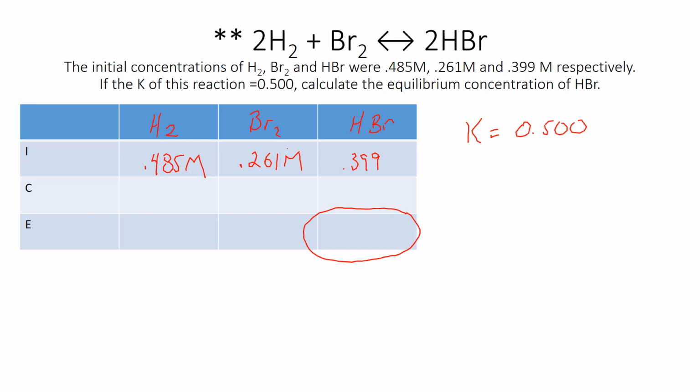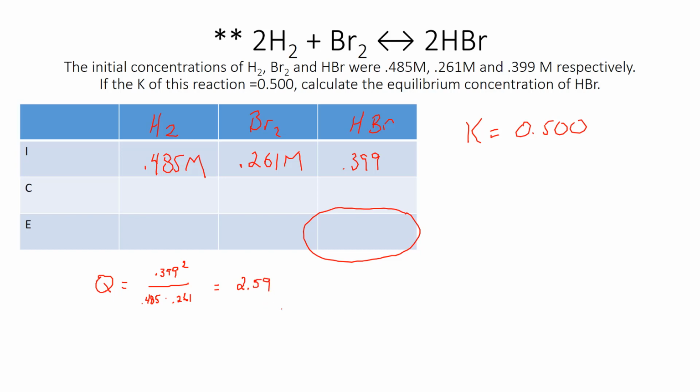So here is where we have to use Q and employ that. The first thing we're going to have to do is calculate what Q is. Q is going to be calculated the same way that KEQ would have been calculated. We're going to take our 0.399 and put it on the top here. We're going to square it. The hydrogen was 0.485. And we're going to multiply that by the 0.261 that was bromine. That math is going to wind up getting us a Q of 2.593. So I'm going to say 2.59 here.